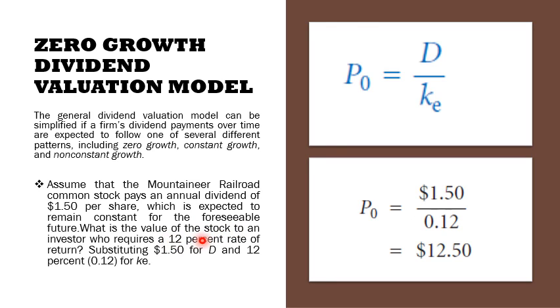What is the value of the stock to an investor who requires a 12% rate of return, substituting 1.50 for D and 12% for Ke? It's very straightforward. We just divide the dividend 1.50 over the rate of return 12%, so 0.12. We will now get 12.5 as the value of the stock at the initial term.